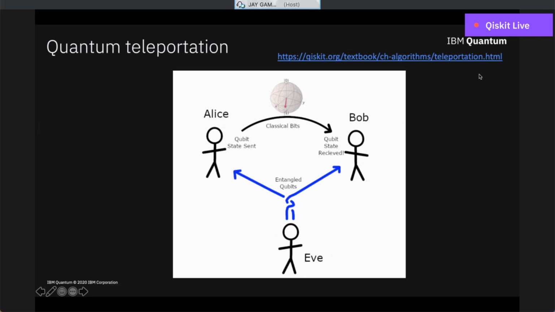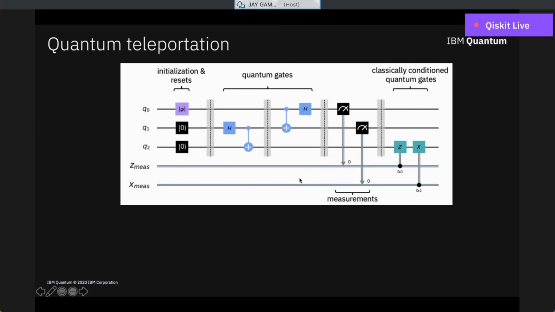If you want more details of this, I totally recommend looking at the Qiskit textbook, and there's a section on teleportation. So the way the teleportation works as a circuit is you first have a part where you initialize the qubits, a part where you generate the resources, a part where you measure, and then a part where you do some classical computation. So if we go through this, I put some arbitrary state in, and the first two qubits are in the 0, 0.